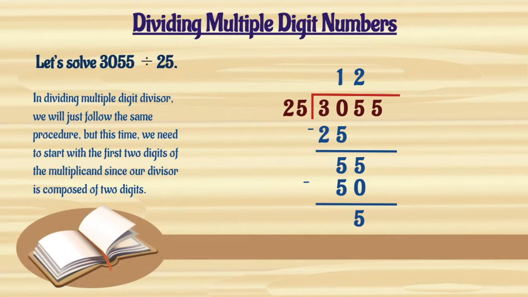Again, let's bring down 5 to give us 55. 55 divided by 25 is equal to 2. 2 times 25 is equal to 50. Let's minus 50 from 55 to get 5. There's no digit left to bring down, so meaning 5 will serve as remainder, and we're done. 3,055 divided by 25 is equal to 122, remainder 5.